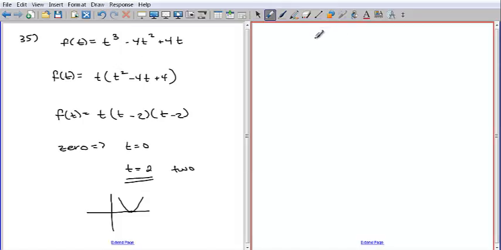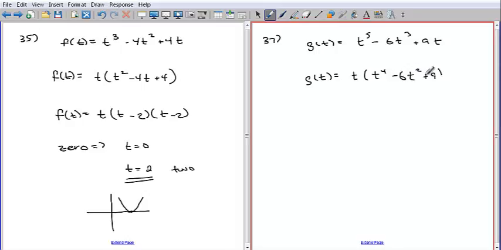Okay, next problem is 37. A similar problem. We have g of t is t to the fifth minus 6t cubed plus 9t. Again, just like the previous problem, we're going to factor out a t. So we get t times t to the fourth minus 6t squared plus 9.